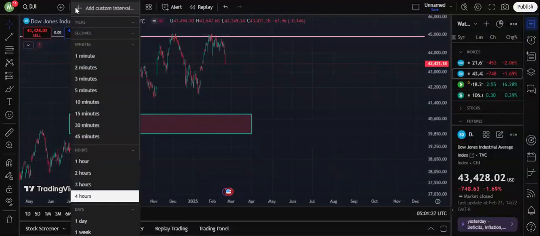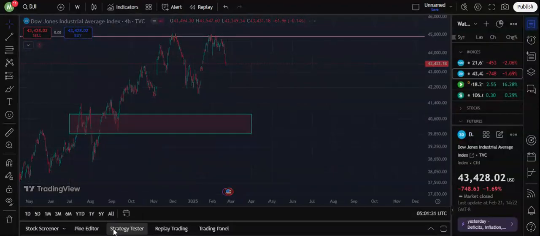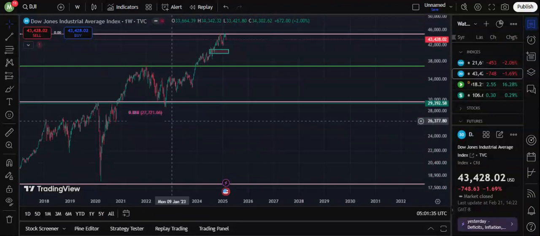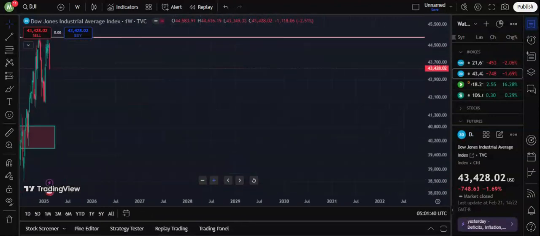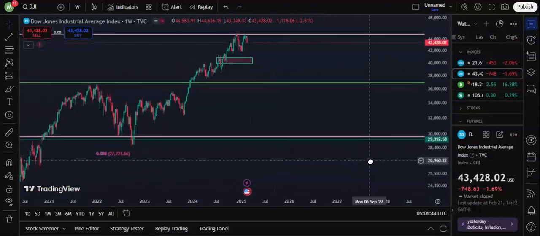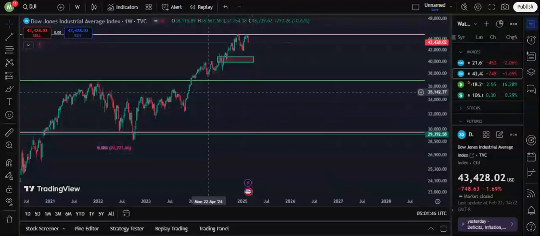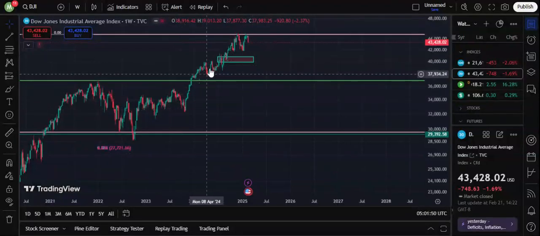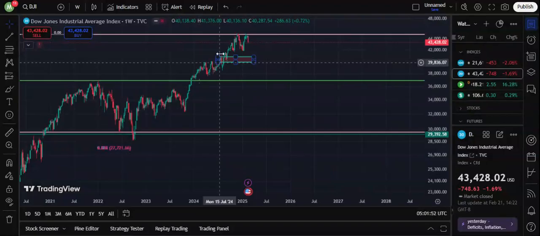I am a swing trader, so I will always go on the higher time frame to predict where the price is going. Remember that I told you guys that as a trader, what you need is your high and low. You understand? This is your low. This is your high. Price came back here, went up, came back, went up, came back.